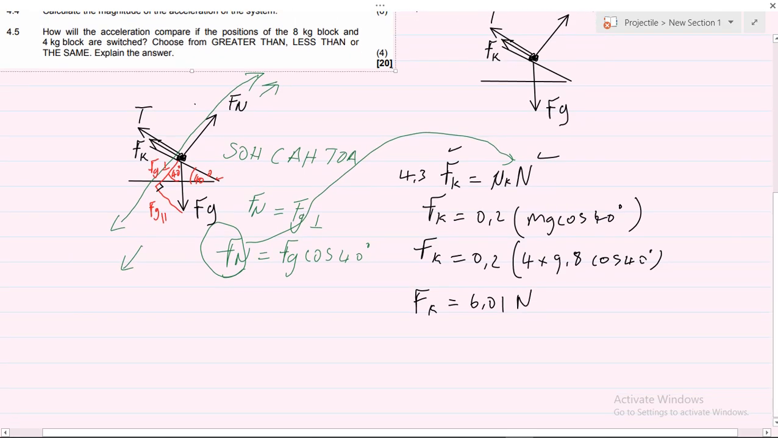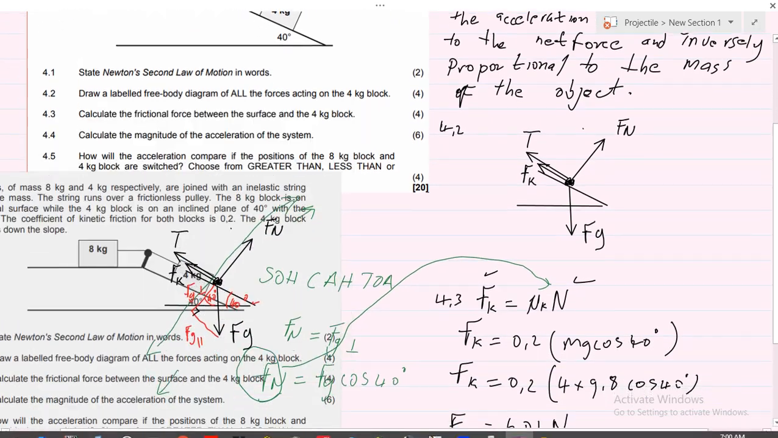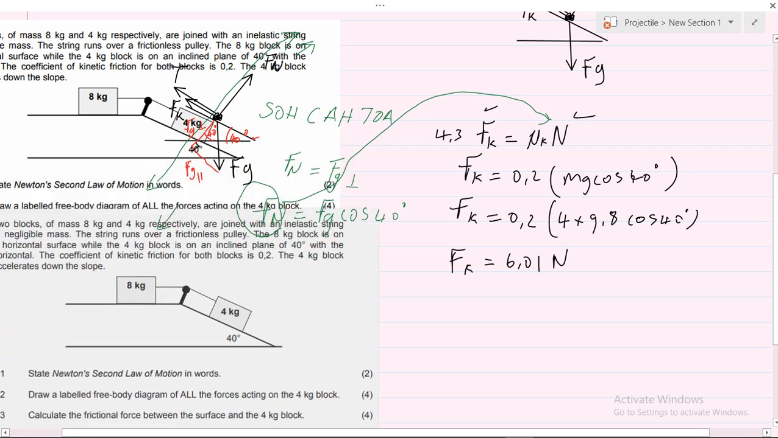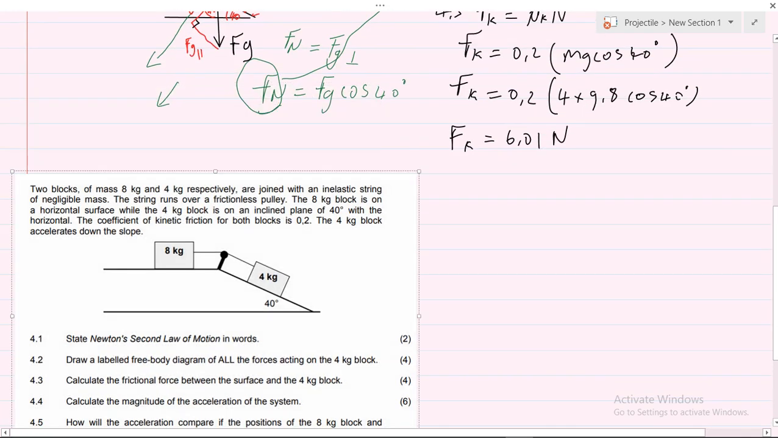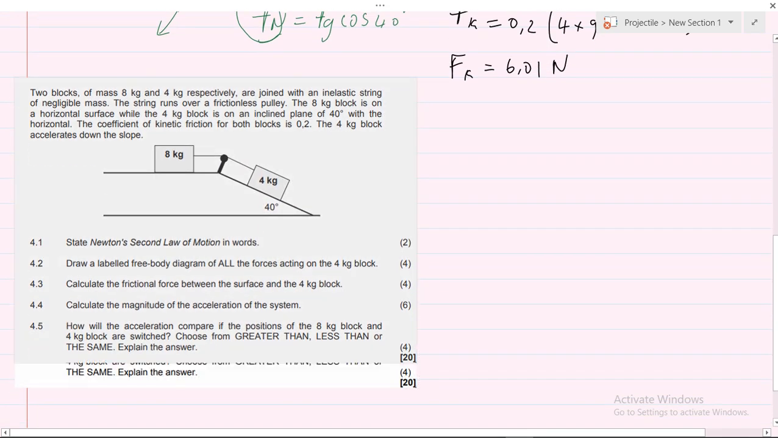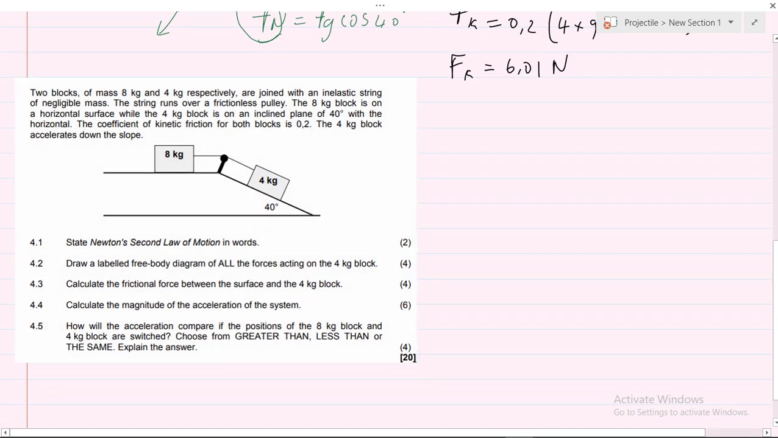Calculate the magnitude of the acceleration of the system. Okay, let's take this down here. So for 6 marks we have to calculate the acceleration of the system. Okay, let's make an equation. 4.4. We have the 8 kg block, then now we have the 4 kg block.